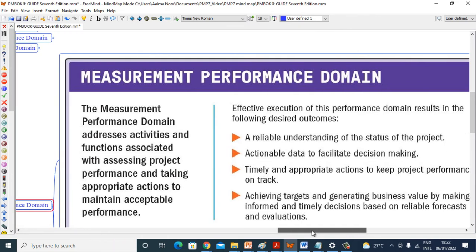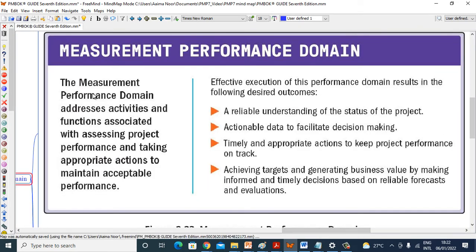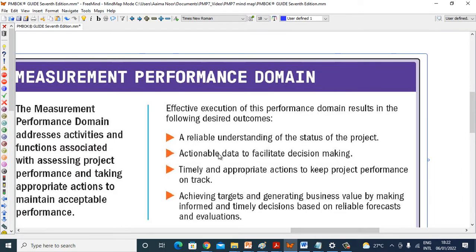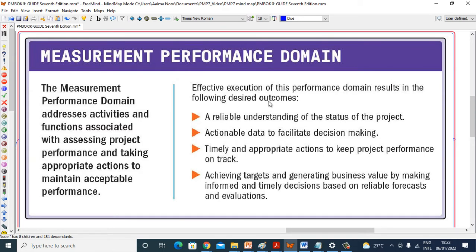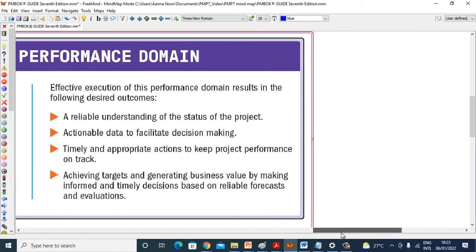So let's start the measurement performance domain. The measurement performance domain addresses activities and functions associated with assessing project performance and taking appropriate actions to maintain acceptable performance. Effective execution of this performance domain results in the following desired outcomes: a reliable understanding of the status of the project, actionable data to facilitate decision making, timely and appropriate actions to keep project performance on track, achieving targets and generating business value by making informed and timely decisions based on reliable forecasts and evaluation.